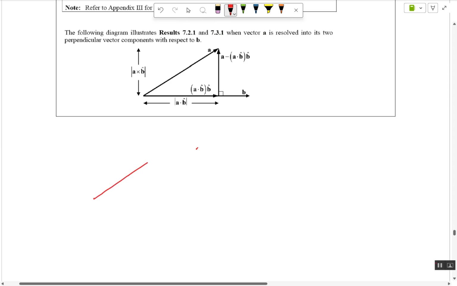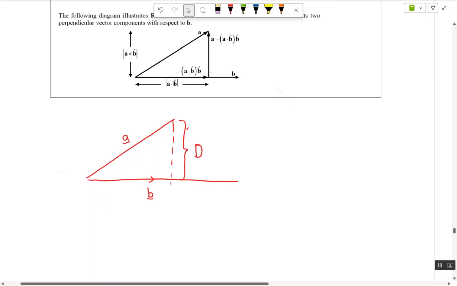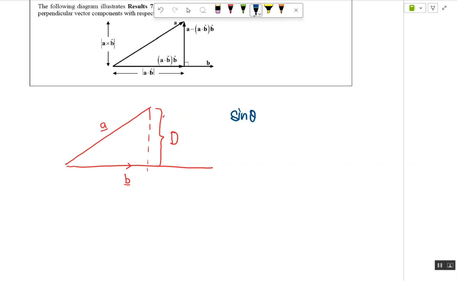I'm just going to draw my own triangle because in the exam you're going to draw your own triangle. Usually you will have A. A will always be the hypotenuse. Draw a dotted line down, and then draw the floor. The floor is always called B. So this is A, this is B. You want to find this. I represent this as D, which is the perpendicular distance. So same thing, I'm going to use sine theta in this case. Sine theta is equal to D, the perpendicular distance, the angle has to be between A and B, over the magnitude of A because it's just the length.